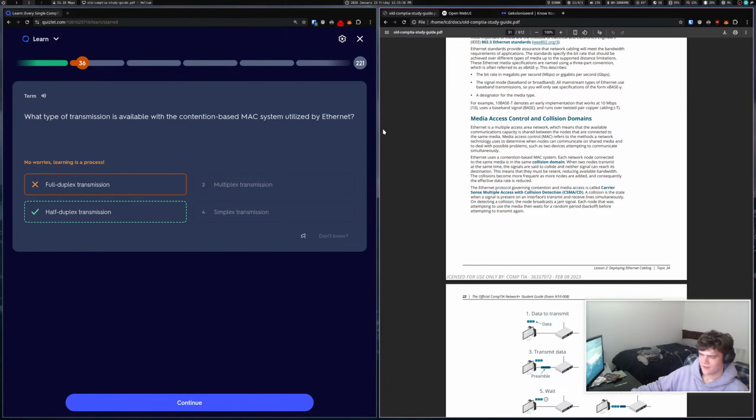That's funny. Media access control refers to the methods. That's probably true. Refers to the methods and network technology uses to determine when nodes can communicate on shared media and to deal with possible problems, such as two devices attempting to communicate simultaneously. Ethernet uses a contention-based MAC system.